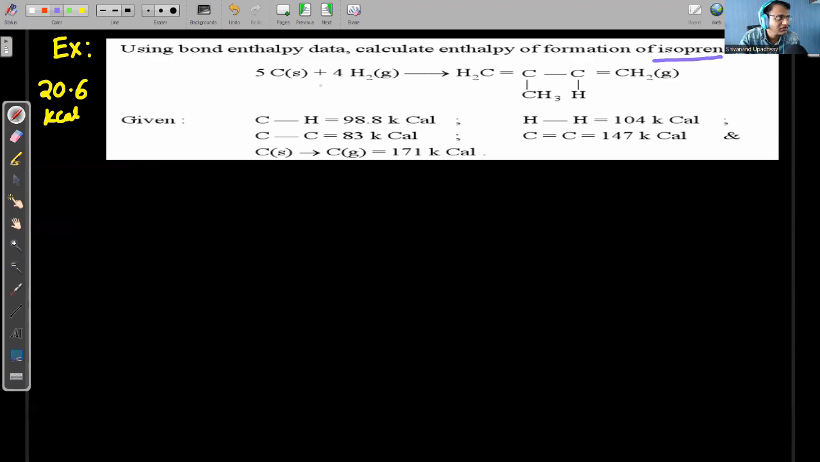state of aggregation on the left hand side. यहाँ राइट में 1 मोल है. So this is delta H formation of isoprene. और यहाँ बॉन्ड डिसोसिएशन ऑफ कार्बन हाइड्रोजन बॉन्ड है, कार्बन कार्बन है, हाइड्रोजन हाइड्रोजन है, कार्बन डबल बॉन्ड कार्बन है.